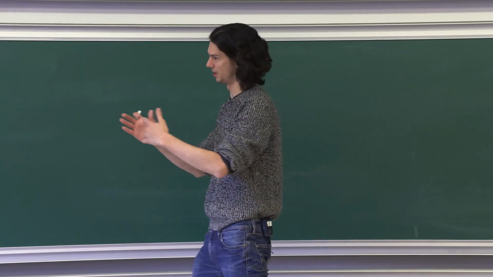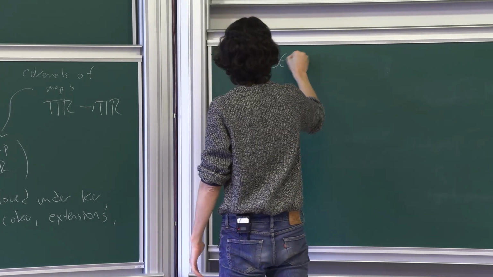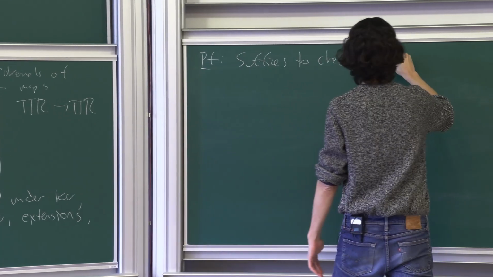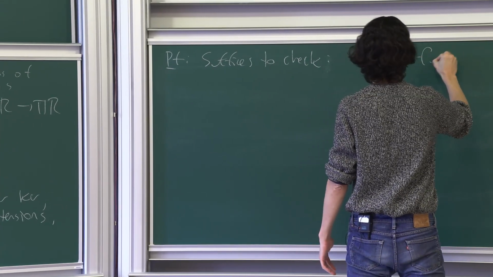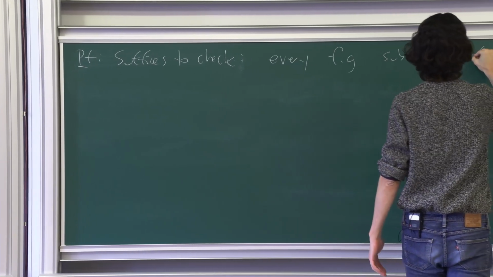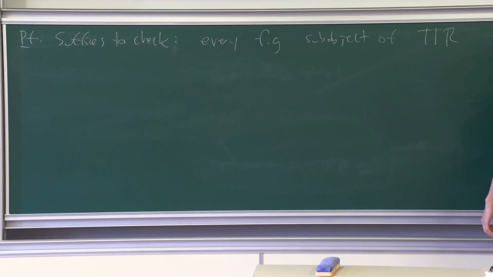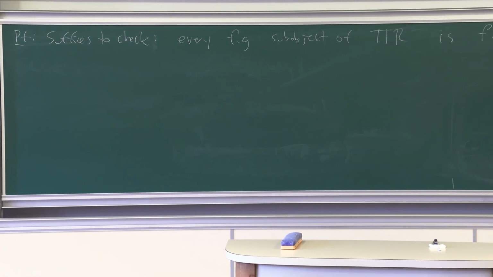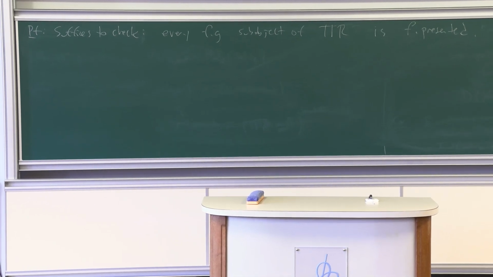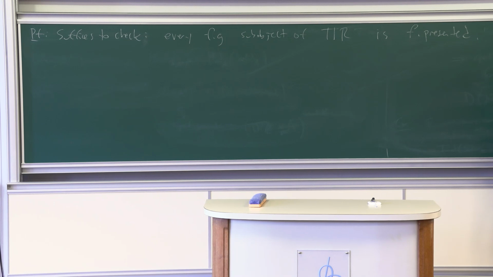And those same arguments in this setting show that it suffices to check that every finitely generated subobject of a product of copies of R is finitely presented. So, coherent rings.